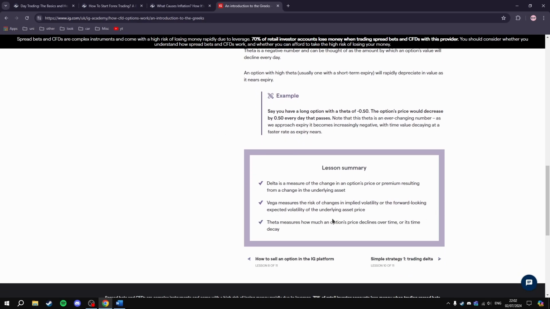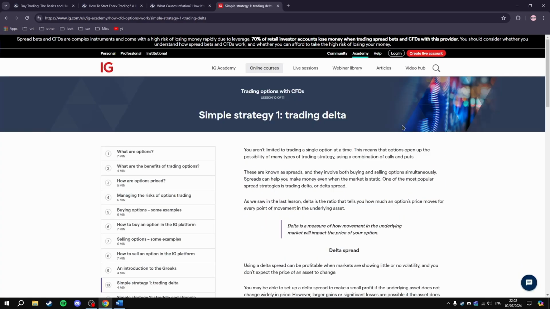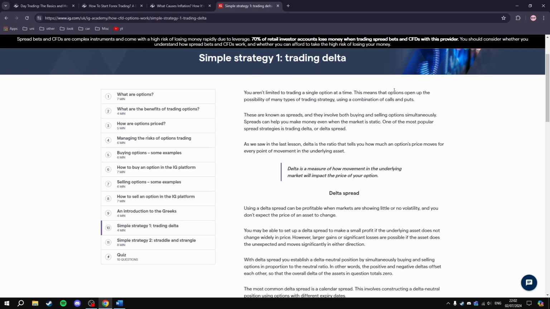We went through the lesson summary, and now we're on to simple strategy 1, trading delta.